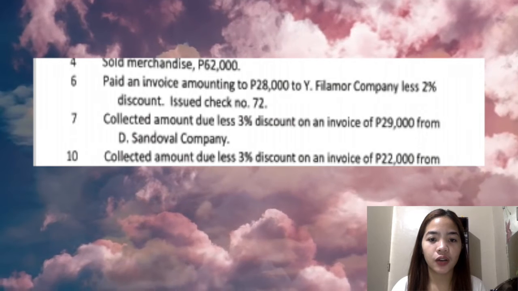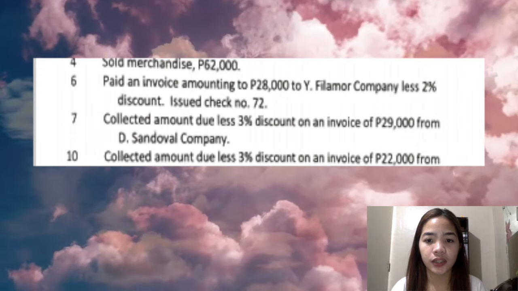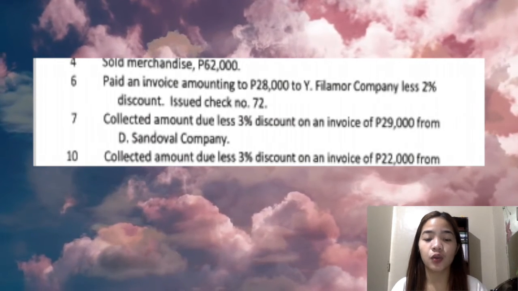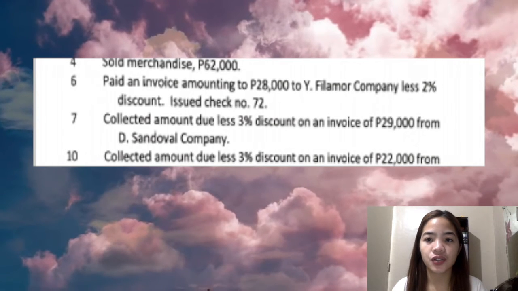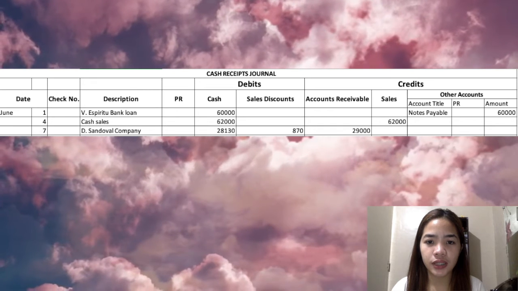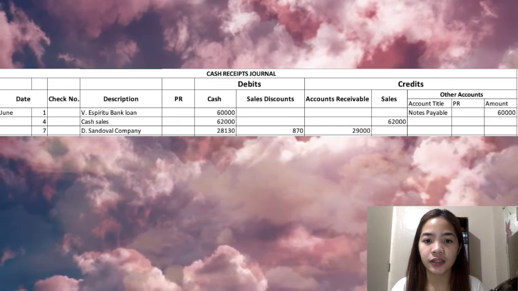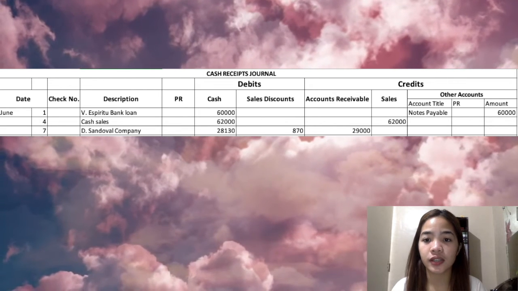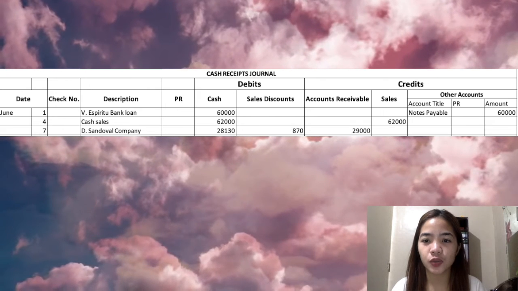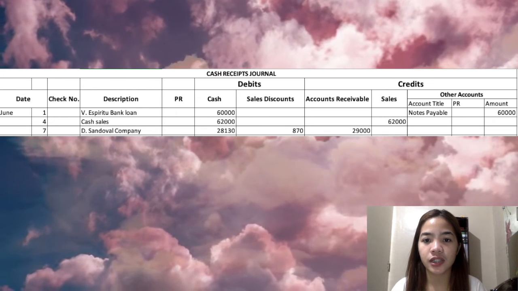June 7, collected amount due less 3% discount on an invoice of 29,000 from the Sandoval Company. In this transaction, nakakuha tayo ng pera, kaya sa cash receipts journal. On June 7, we have description, the Sandoval Company. Since may 3% na discount, kunin muna natin ang 3% ng total accounts receivable. So, ang total accounts receivable natin is 29,000. And ang 3% yan is 870.